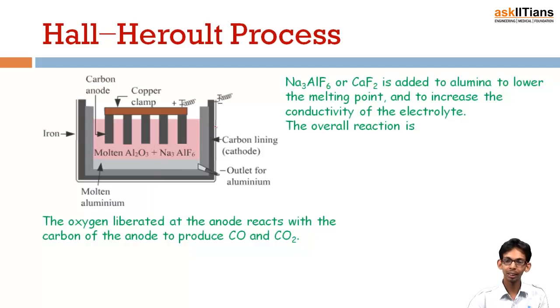Cryolite is added to alumina, that means the ore mixture, to lower down the melting point and to increase the conductivity of the electrolyte. Okay, so there is a question: why is cryolite added into the mixture, into the alumina, that means the reactant mixture, or we can say the ore mixture? Then the answer is, it is added in order to lower the melting point of it, and also increase the conductivity.